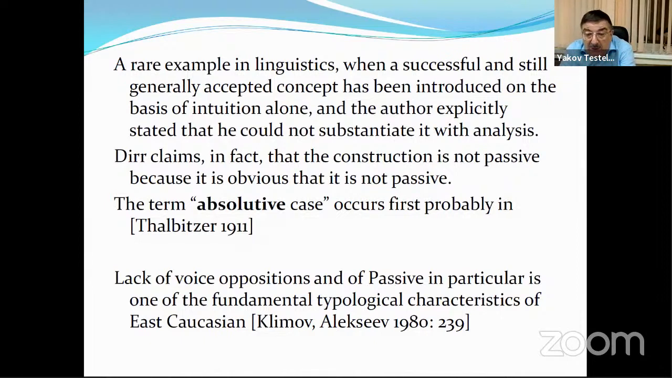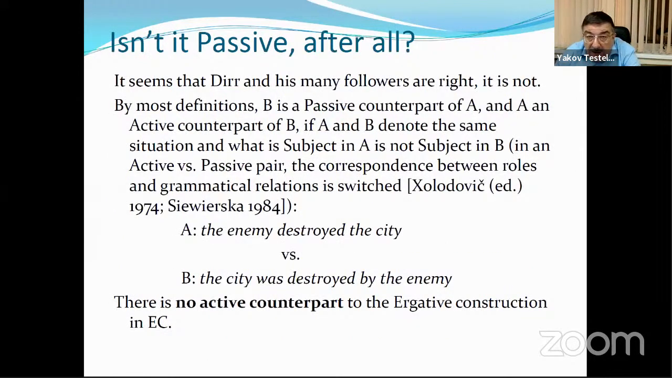Further, the lack of voice oppositions, and of passive in particular, was often mentioned as one of the fundamental typological characteristics of East Caucasian: no passive. Okay, isn't it passive after all? Maybe Uslar was right. It seems that Dirr and his many followers are right, and Uslar was wrong.